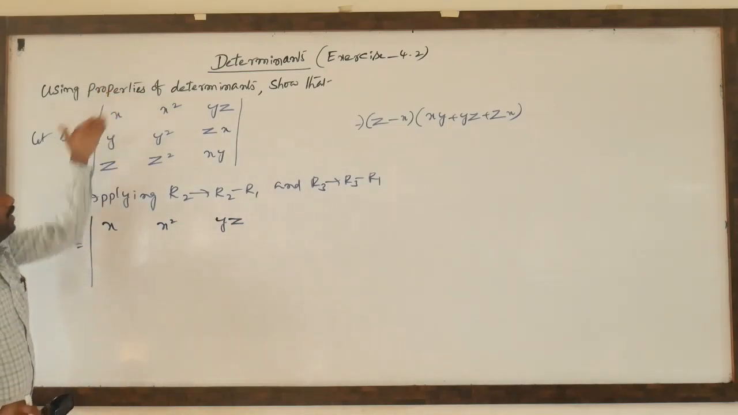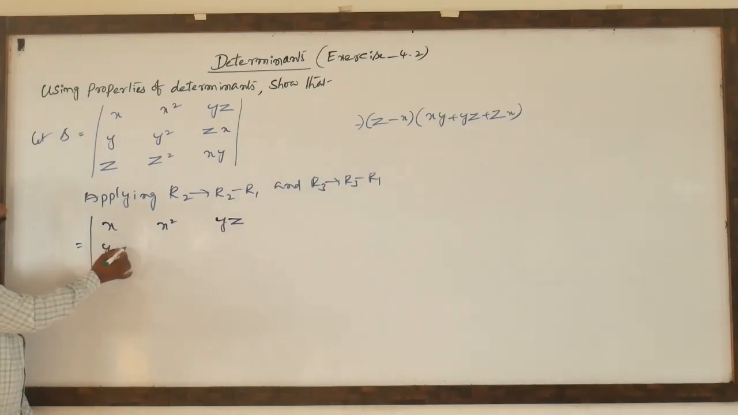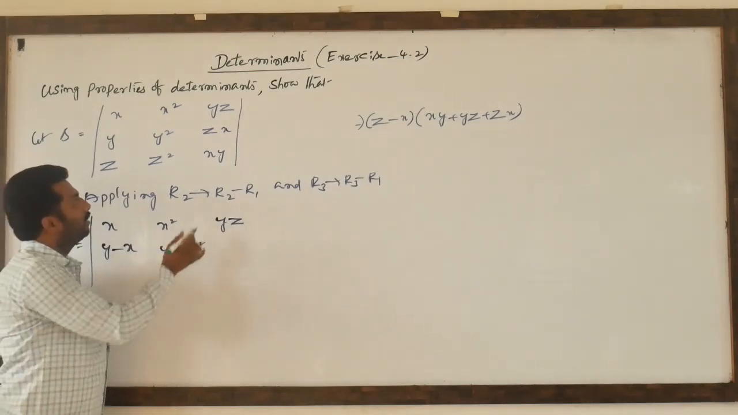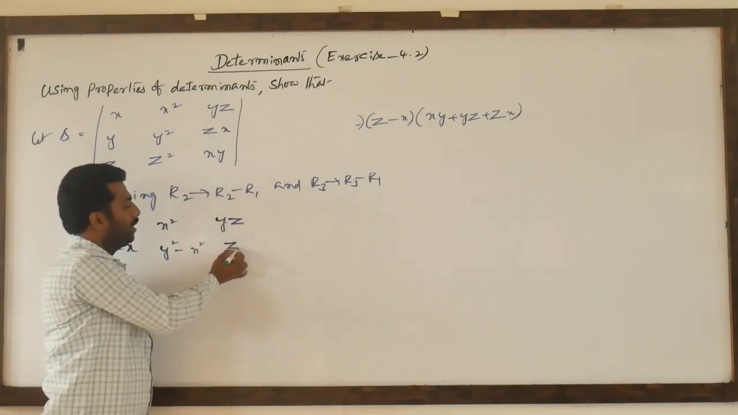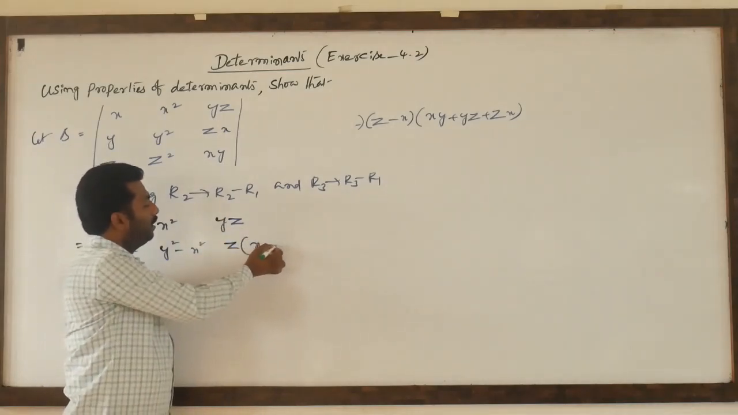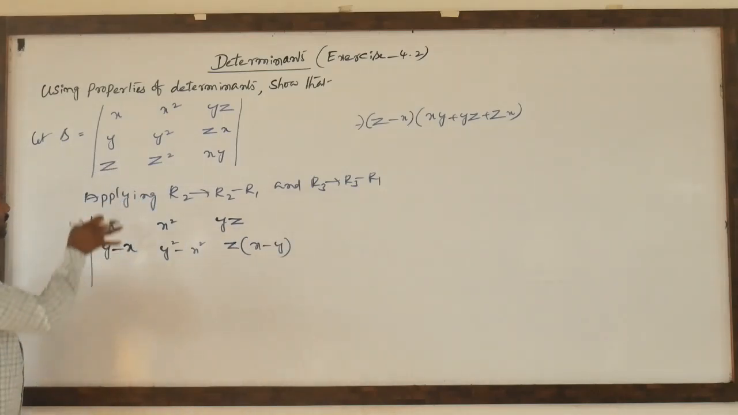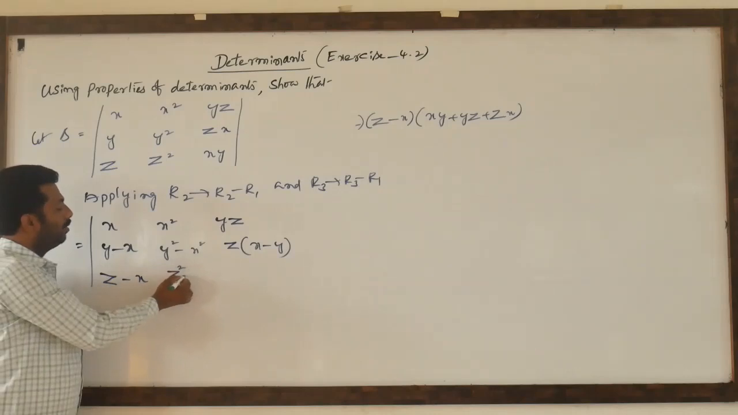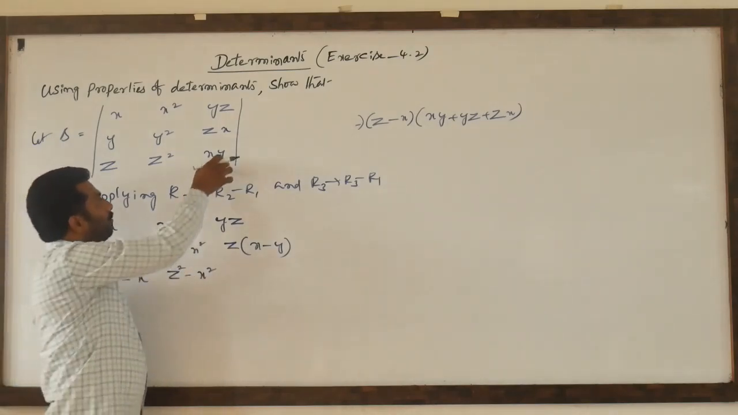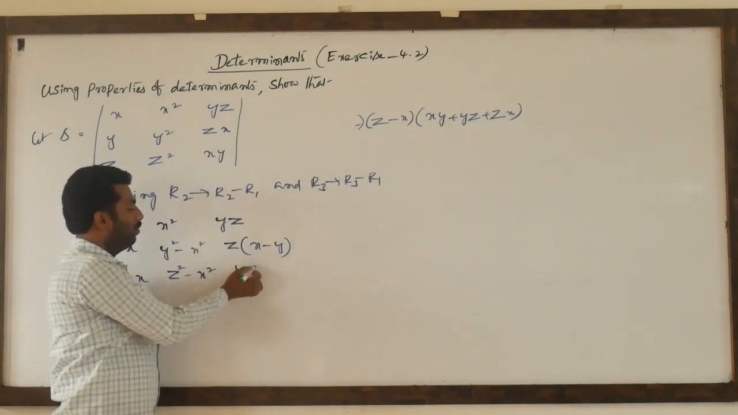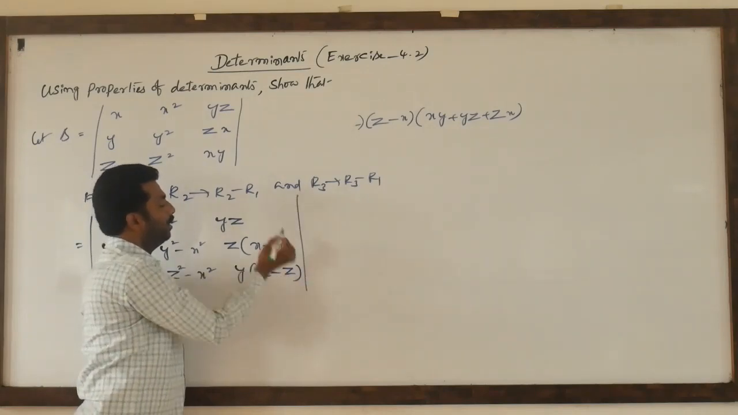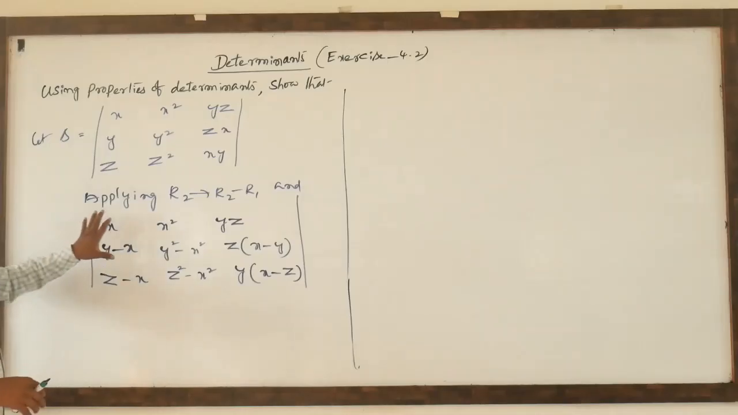R2 minus corresponding R1, that is y minus x, then y square minus x square. Here z common means we can write x minus 1. Next, R3 minus corresponding R1, so what we have to write, z minus x, z square minus x square. From these two, y common, so we can write x minus z. This is LHS part.